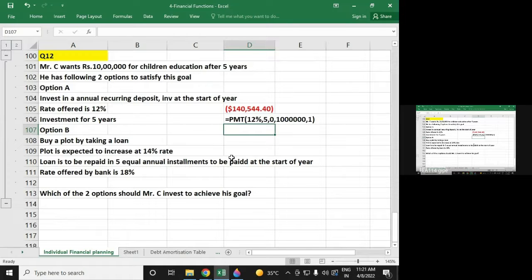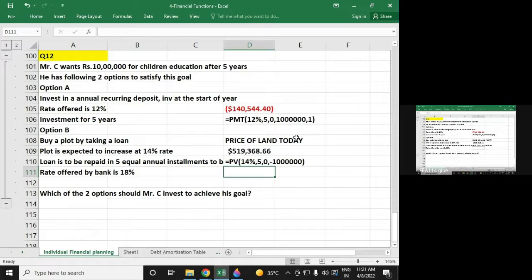So for option B, first you will have to find the price of land today. कितने का land आपको खरीदना पड़ेगा so that you can sell it at 10 lakhs after 5 years, which means present value of land. So we'll find PV. Rate of land appreciation is 14%. Number of years is 5. And the future value will be 10 lakh. I will show it with a minus sign so that I'll get the answer in plus. So it comes out to 5,19,000. तो आज हमें 5 लाख का लैंड खरीदना पड़ेगा.